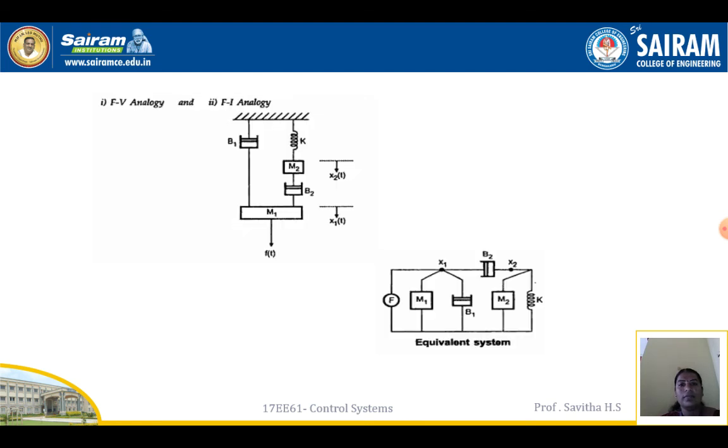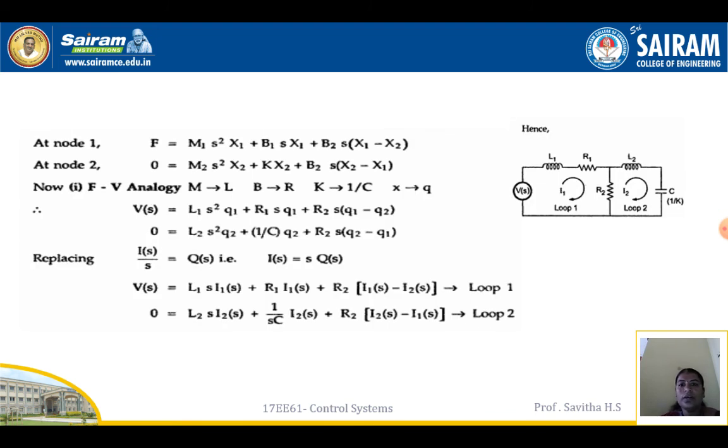So write the FE analogy and FI analogy for the given system. The diagram is as shown in the figure. It is having two masses. So if we write the equivalent diagram of this, we are considering the nodes as x1 and x2. So x1 is connected to mass m1, b1 and f, and b2 is in between the two nodes x1 and x2, and m2 and k are connected to node x2. So for node 1, f is equal to m1 s squared x1 plus b1 s into x1 plus b2 s into (x1 minus x2), and node 2, 0 is equal to m2 s squared x2 plus k x2 plus b2 s (x2 minus x1).